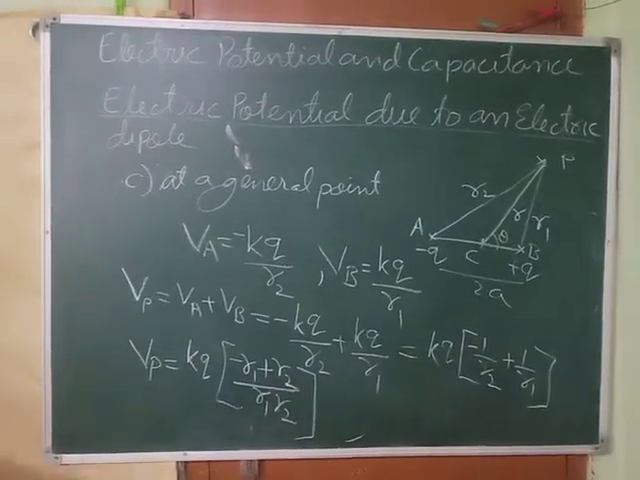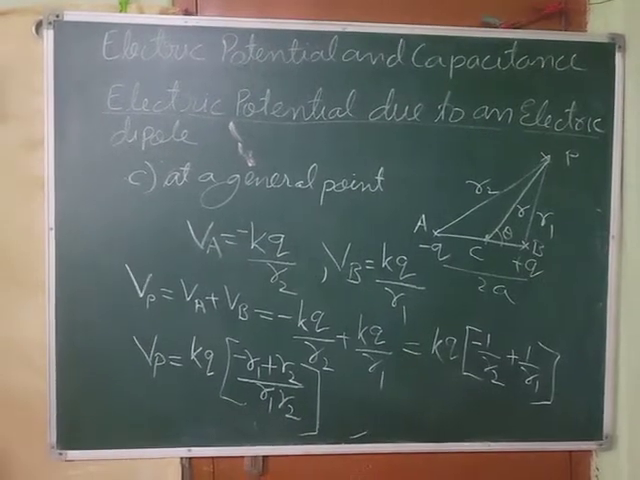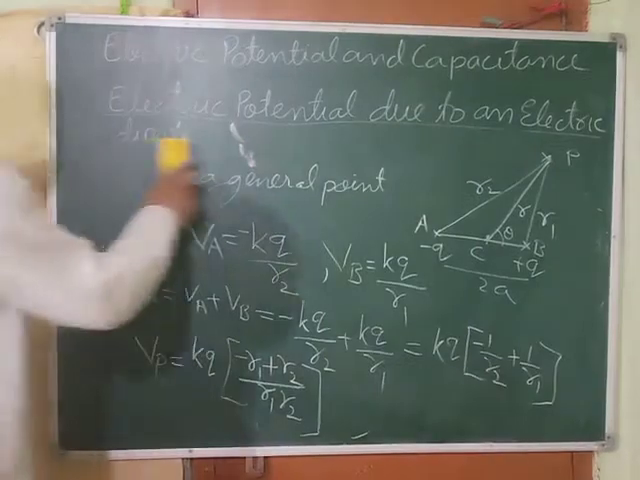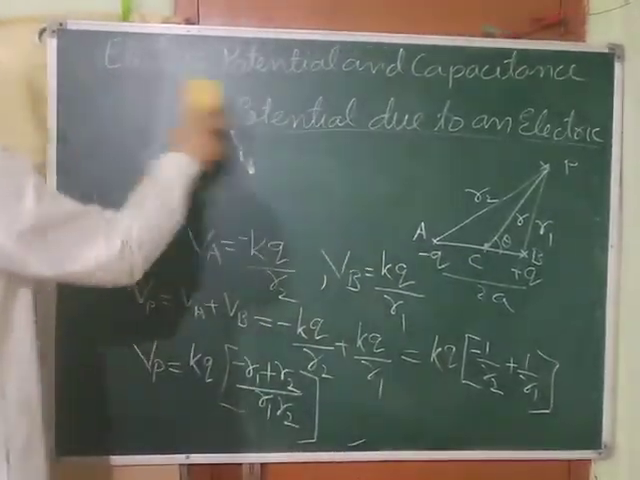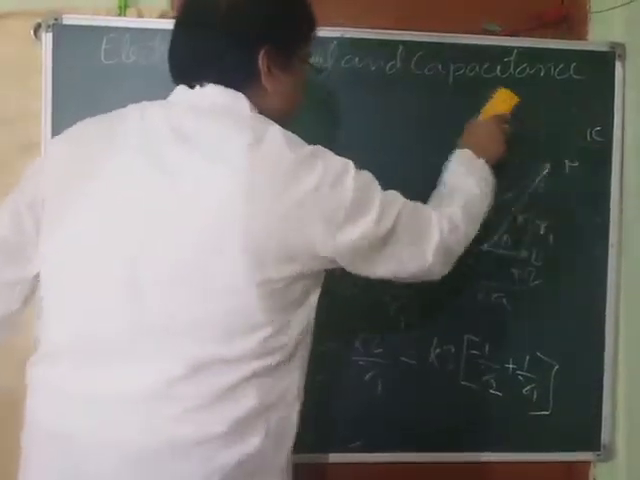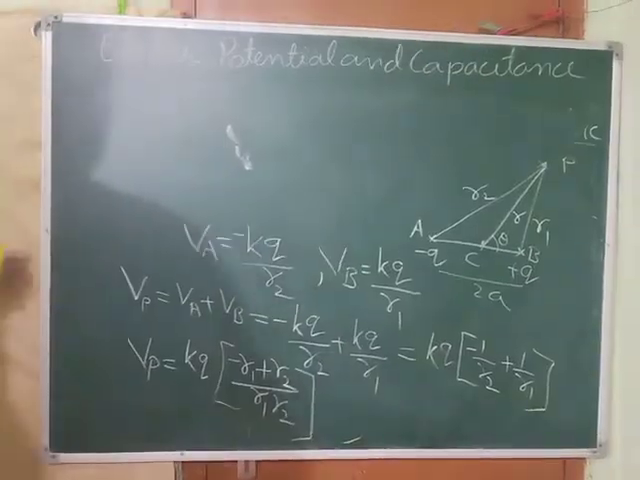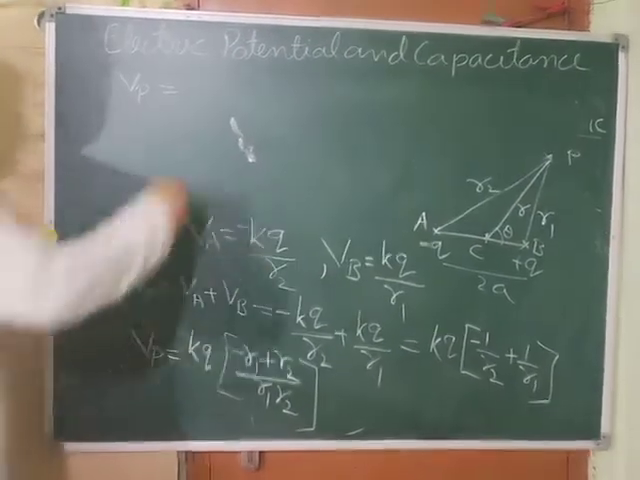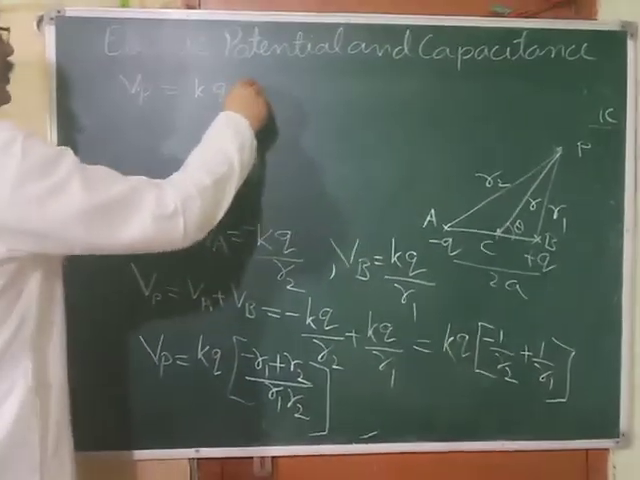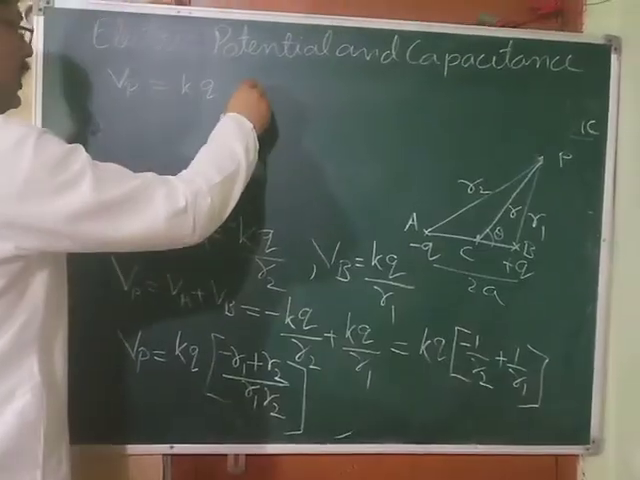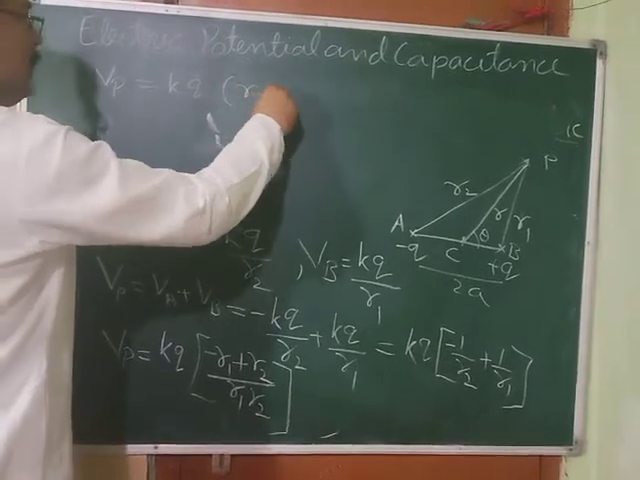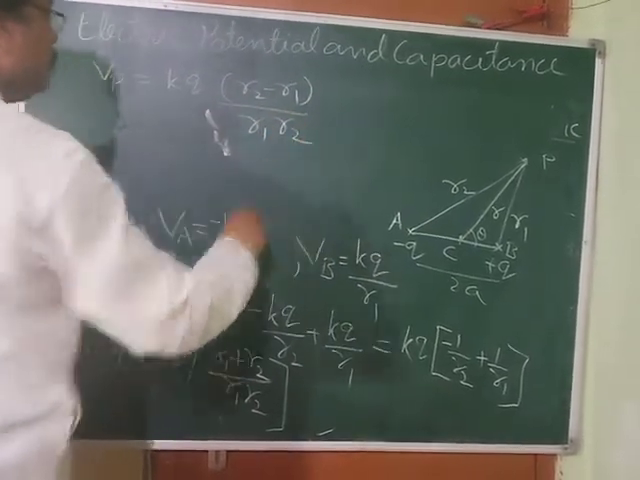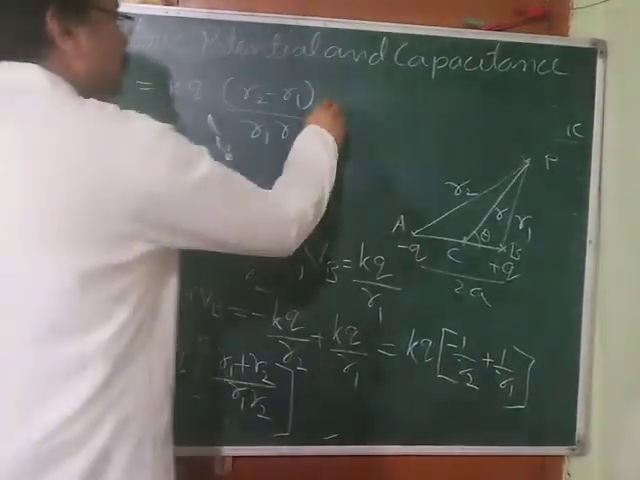Just write it down so that I can remove it and we can move ahead. All of you noted? Okay. Now I am going to rub this part so that we can get proper space to write. Now see here, Vp will be how much? It will be KQ. You can write it in the simplified form, that is (R2 minus R1) by R1 R2. This we got. Let us mark this equation number 1.